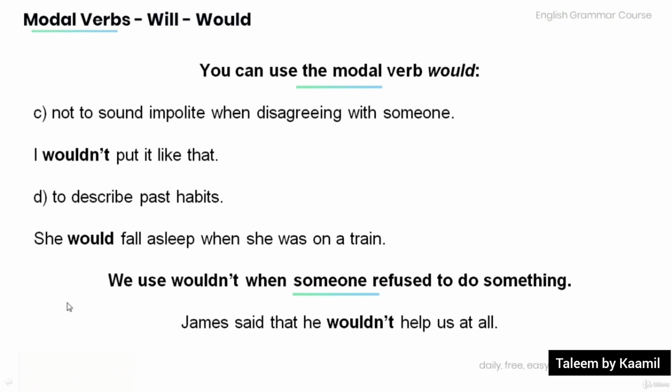Remember that we use wouldn't when someone refuses to do something. For example, James said that he wouldn't help us at all. Refused to help.